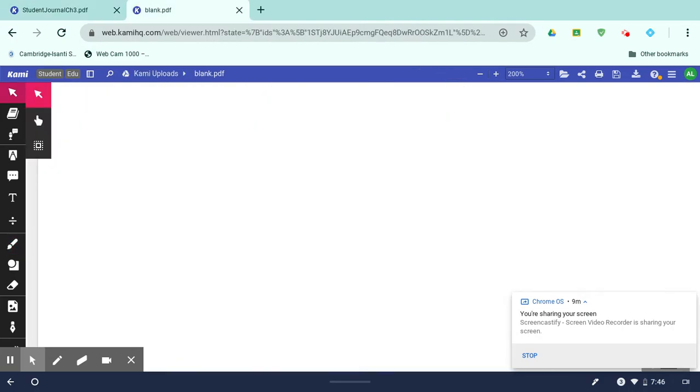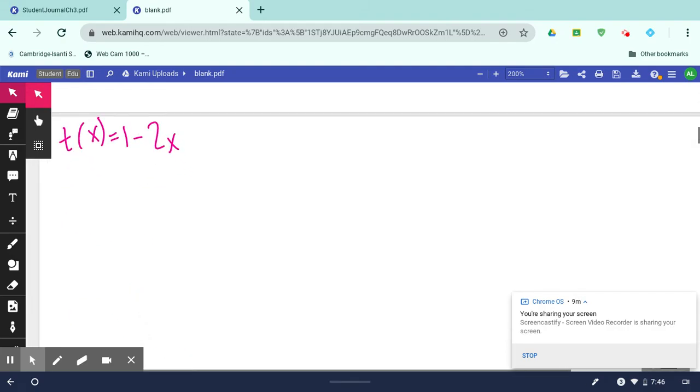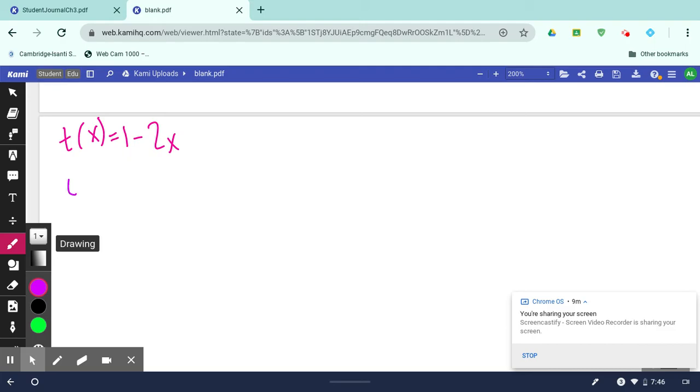If you have room to do it on that page, that's fine. I just didn't want it to be hard to follow. There we go. There's my t of x. So this time the values that it wanted me to plug in were -1, so I want t of -1, I want t of 0, and t of +1.